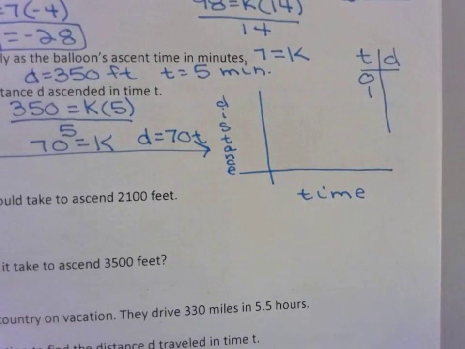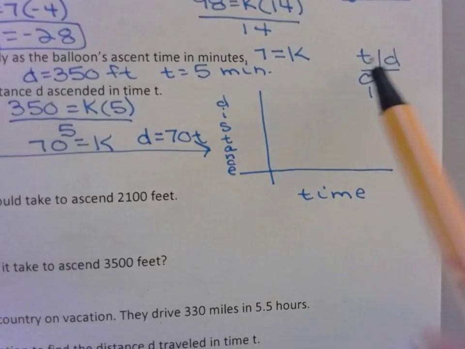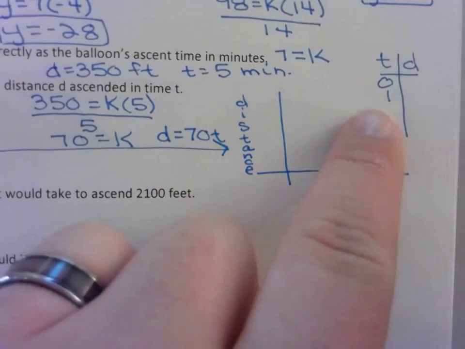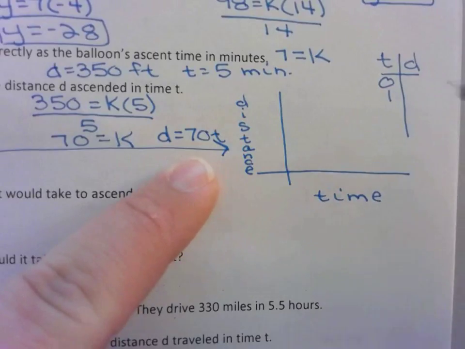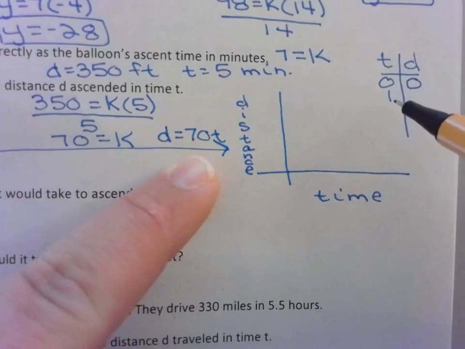Why would negative 1 not be a good choice? What does x represent in this case? Time. Can I have negative time? No. So we need positive numbers. We can do 0. If I plug in 0 for t, what do I get back for d? 0. If I plug in 1 for t, what do I get back for d?